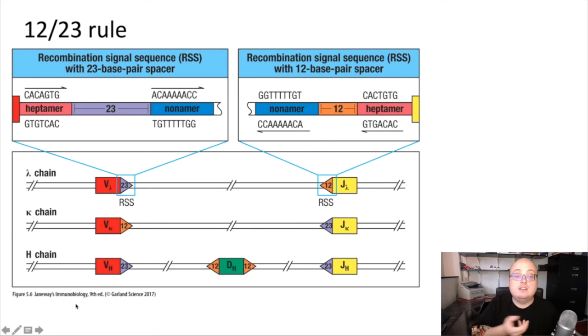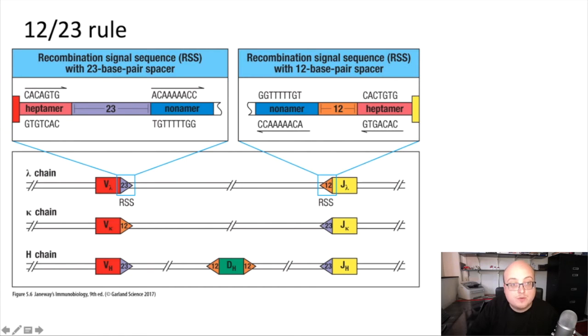In the heavy chain, it's pretty similar, except that both V and J segments have 23 base pair spacers, whereas the D segment is flanked on both sides by 12 base pair recombination signal sequences. So now V can only combine with D, J can only combine with D, and they can't combine with each other. This effectively makes sure that we are combining the correct segments in the correct order in the heavy chain.